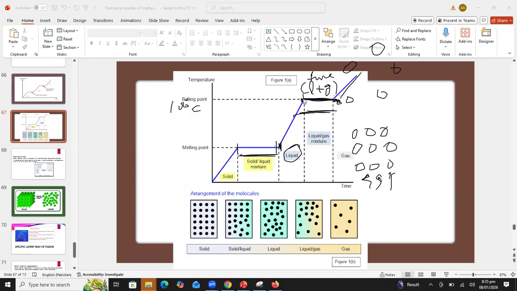Students, remember this: during melting and during boiling, the temperature will remain constant. I'm repeating: during melting and during boiling, the temperature will remain constant. Melting is the process in which a solid is converted into a liquid without change in temperature. Similarly, beta, boiling is the process in which a liquid is converted into a gas without change in temperature. All right, students, is it clear to you?